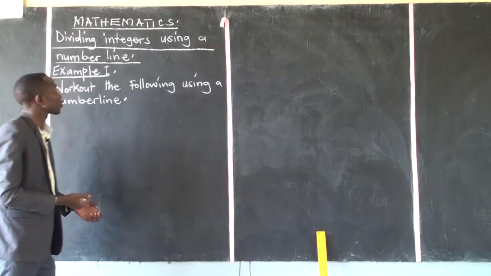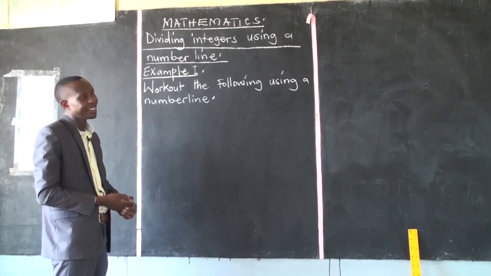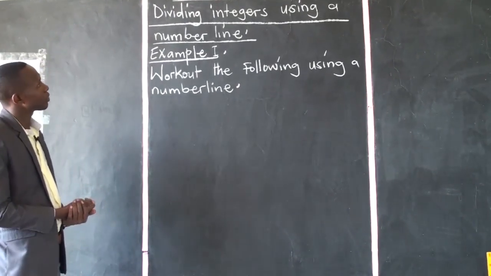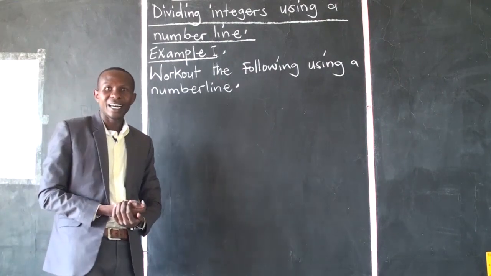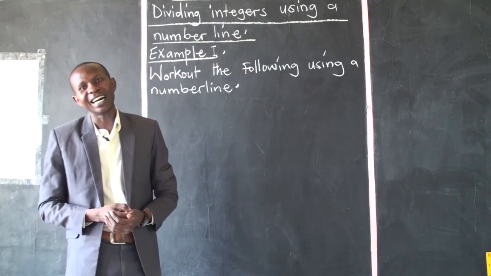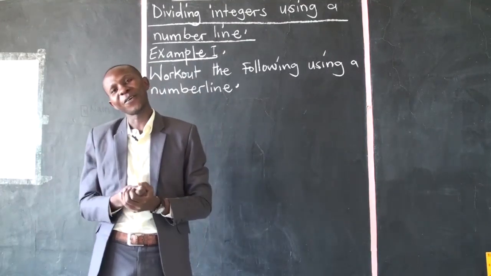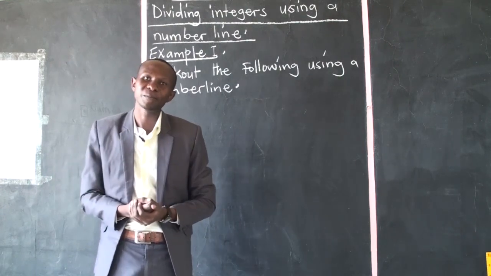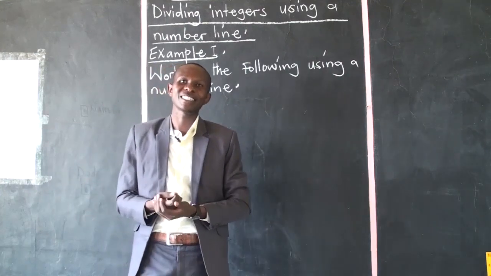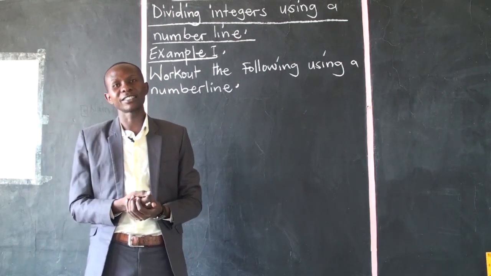Let's look at today's lesson. I want us to kick off with today's lesson, and we'll see what it demands us to do. We are still dealing with integers, and the lesson today will be dividing integers using a number line. I want us to see how we can divide integers using a number line. And when we talk about integers, for those who have been following us, I hope as of now you know what is meant by integers.